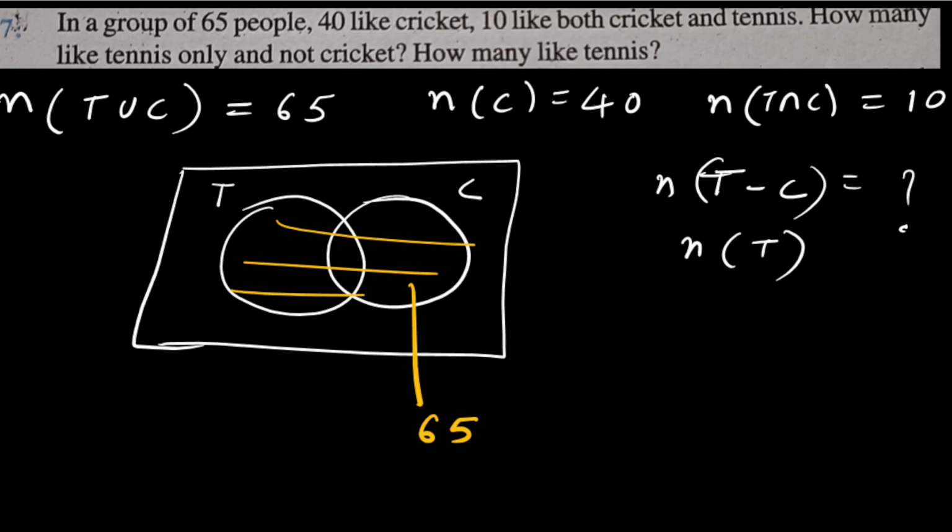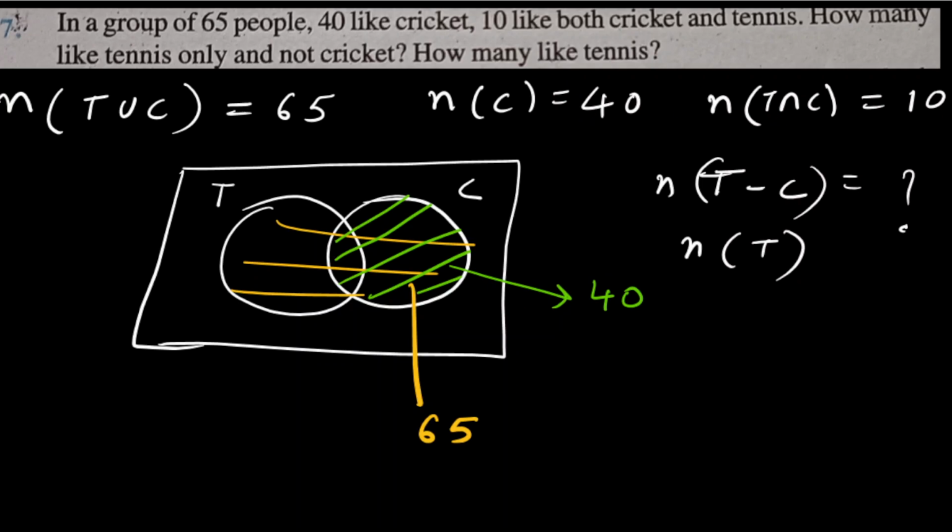N of C is equal to 40. What it is indicating? N of C comes here. With green, I am just highlighting it. This is equal to what? Green means full cricket. This means N of C. It includes C. This part includes the common part of T and C also, which is both. So this is how much? 40.